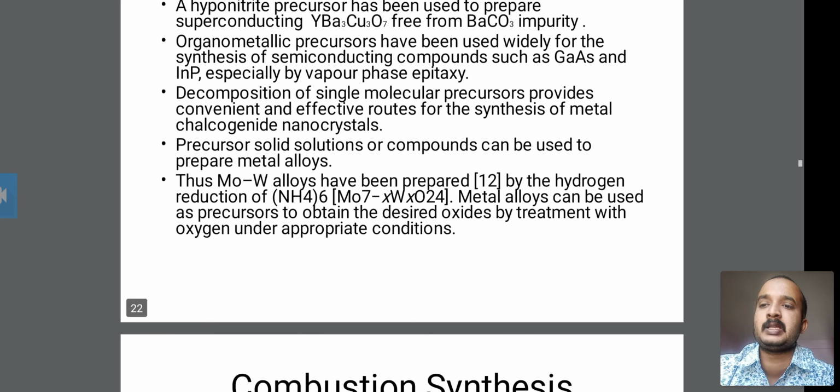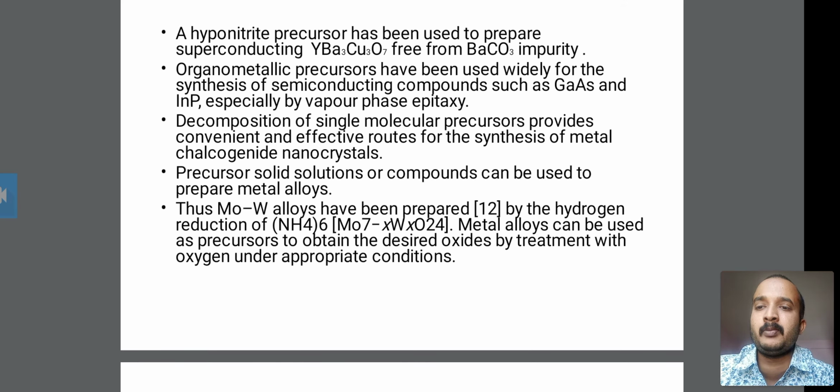Molybdenum or vanadium alloys have been prepared by hydrogen reduction, for example from (NH4)6Mo7O24. These metal alloys can be used as precursors to obtain the desired oxides by treatment with oxygen under appropriate conditions.